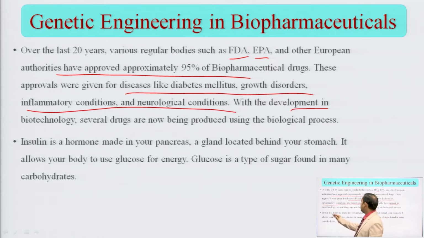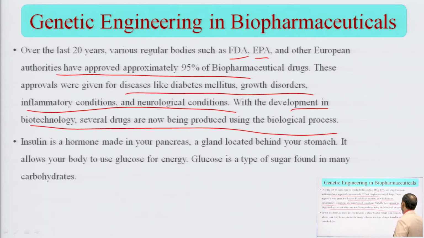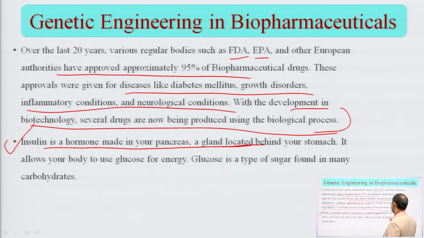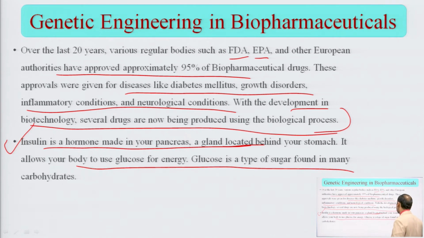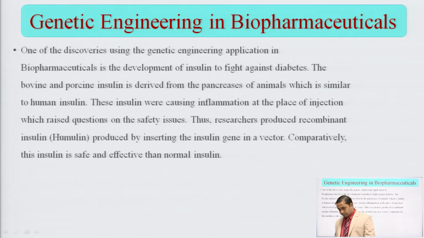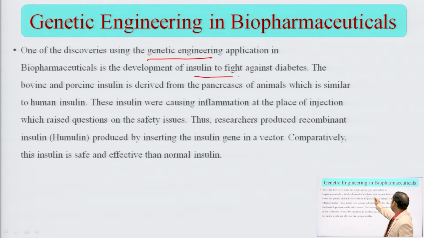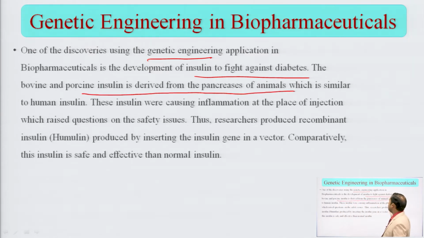With development in biotechnology, several drugs are now being produced through biological processes. One great example is the insulin hormone, which is made in our pancreas, a gland located behind your stomach. It allows your body to regulate glucose for energy. Glucose is a type of sugar, all of you are aware. Now, due to advancement of genetic engineering, it is possible to develop insulin to fight against diabetes. The bovine and porcine insulin is derived from the pancreas of animals, which is similar to human insulin.